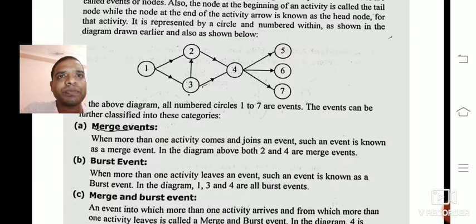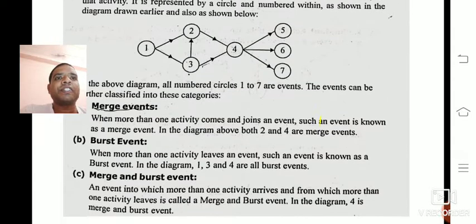Now the burst event. When more than one activity leaves an event, such an event is known as a burst event. Now can you tell me here? 1, 3, 4 are all burst events. From 1, 2 and 3 are leaving, more than one, so 1 is a burst event. Again from 3, one activity goes to 2 and one goes to 4, so 3 is a burst event. And from 4, 5, 6, 7 leave, so 4 is also a burst event.